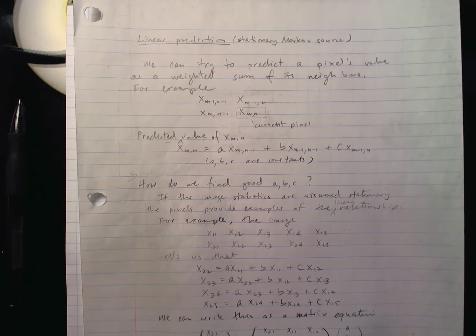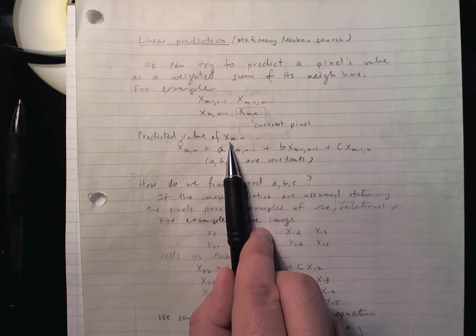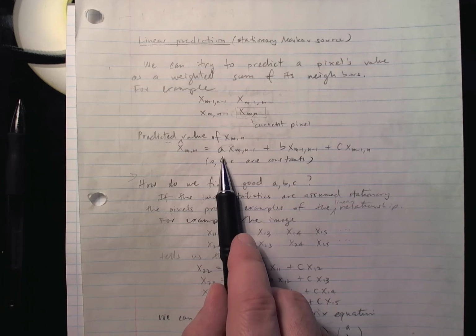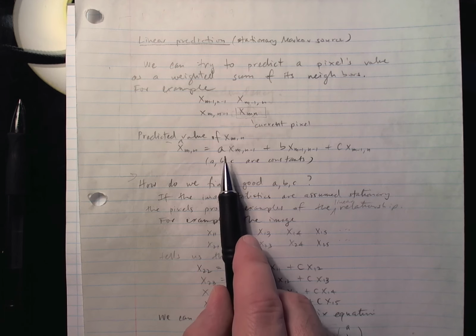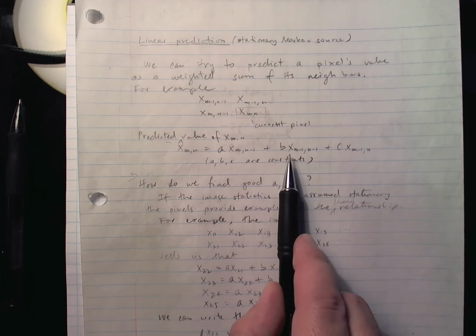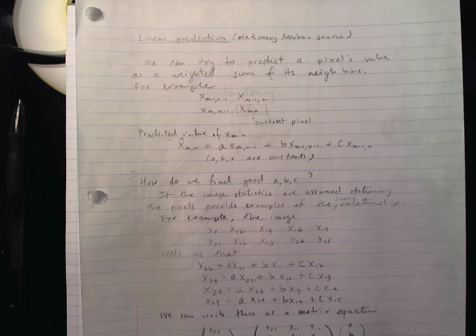Okay, so in the linear prediction, the predicted value of this pixel is a linear combination, a weighted sum of those 3 neighbors, these 3 guys, with A, B, and C being constant coefficients. And that's going to be the method.